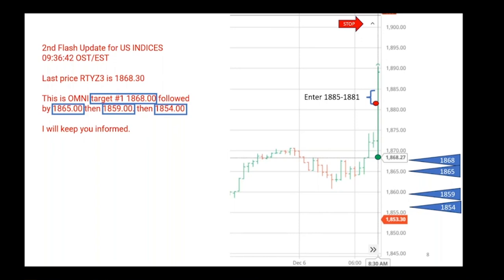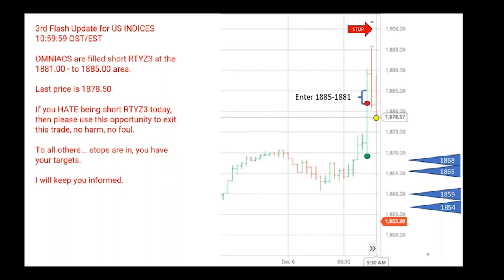You see that right after it came out, the Russell dropped way down to almost our first profit objective. He also gave us all the profit objectives for that trade for the rest of the day. Over the next hour and a half, the market went against us, but it never threatened our stop. Eventually, it came back down through our entry.